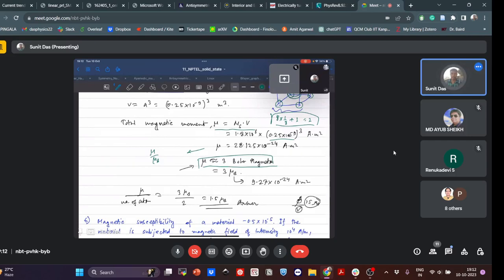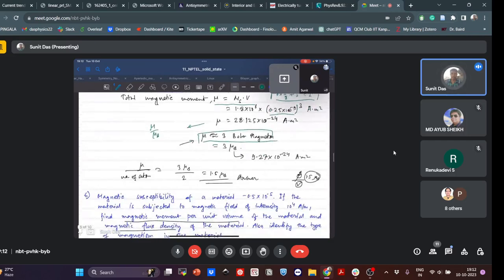Now finally we need to find the answer, that how much each atom contributes to this value 3 mu b. So number of atoms is 2, so each atom contributes 1.5 mu b effectively. Okay, so is this clear now?